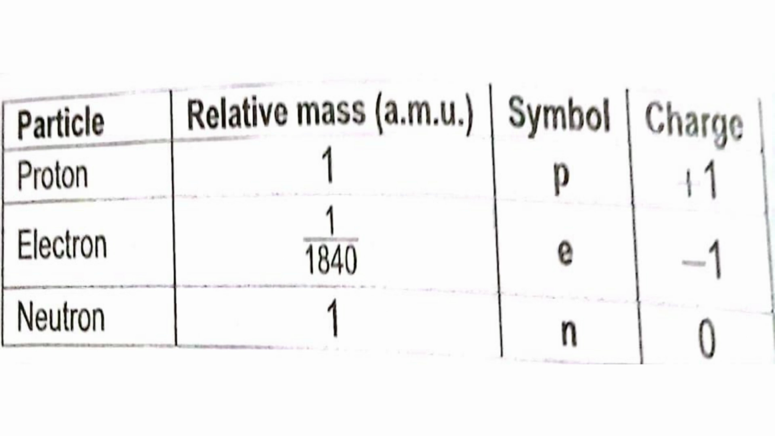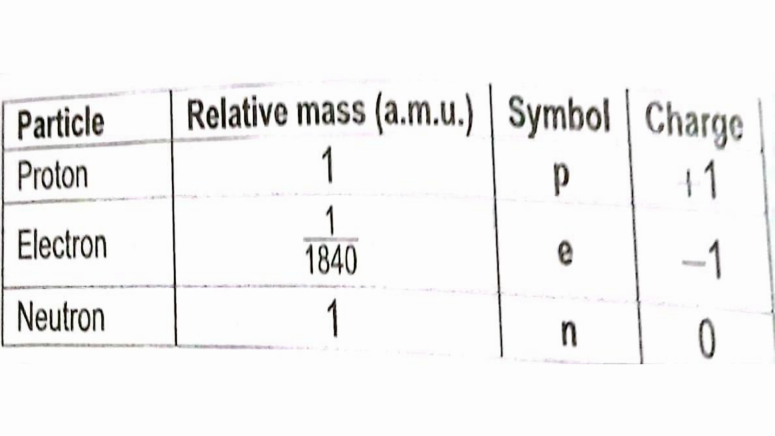Now, properties of the proton. The proton is positively charged. It is found in the center of an atom called the nucleus. It has a relative mass of 1 atomic mass unit. The number of protons in an atom of an element is the atomic number.